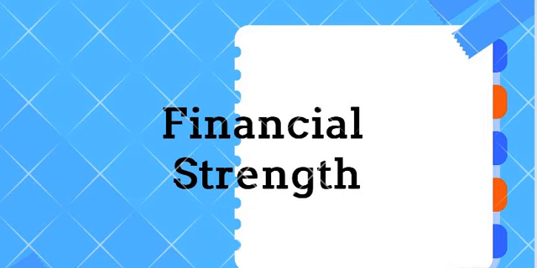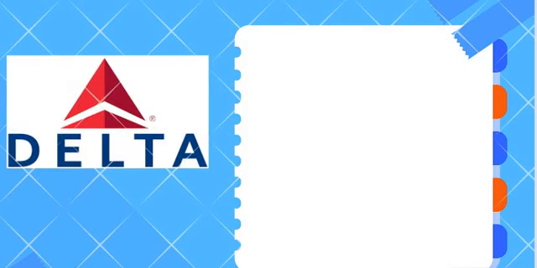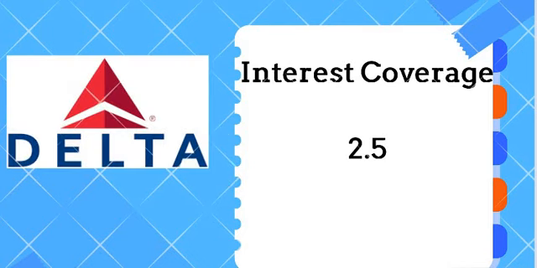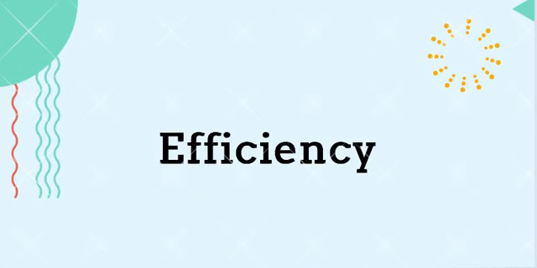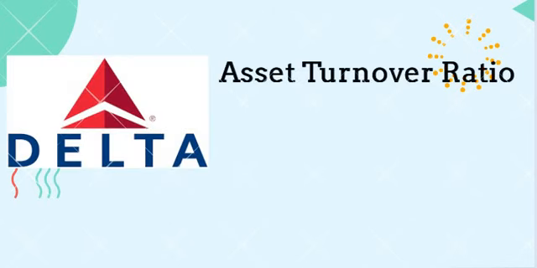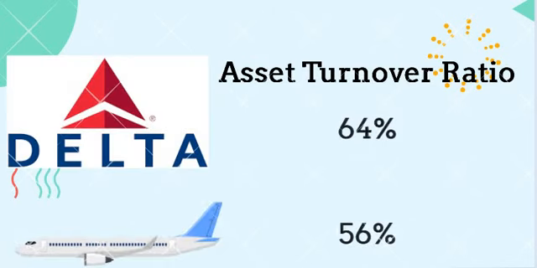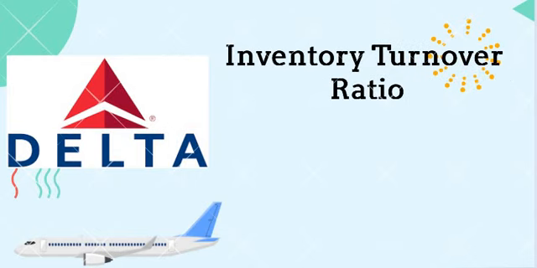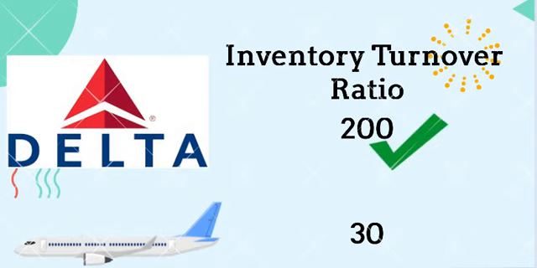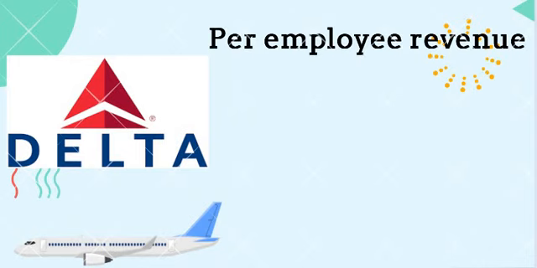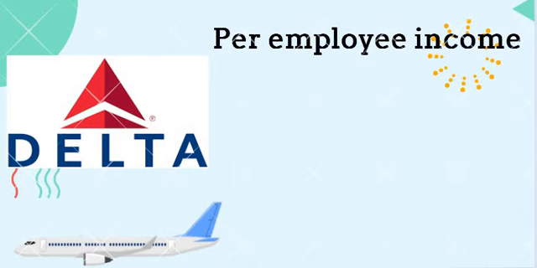Financial strength. The company's interest coverage is 2.5, which is considered very good. Efficiency. The company's asset turnover ratio is 8% more than the industry, whereas the inventory turnover ratio is more than 170, which is considered a good signal. Revenue per employee. On every employee the company is making 53k more than the industry, and there on every employee the company is making a profit of 1k, whereas the industry is making a loss of 75k on every employee.